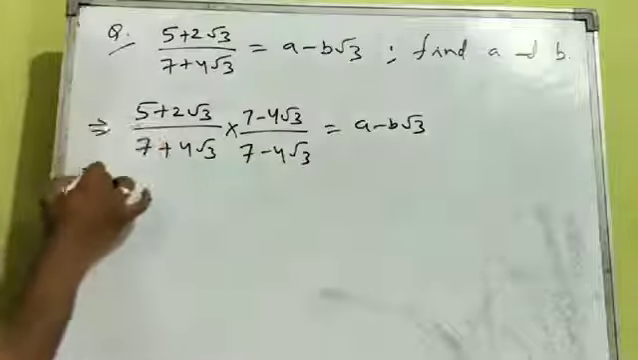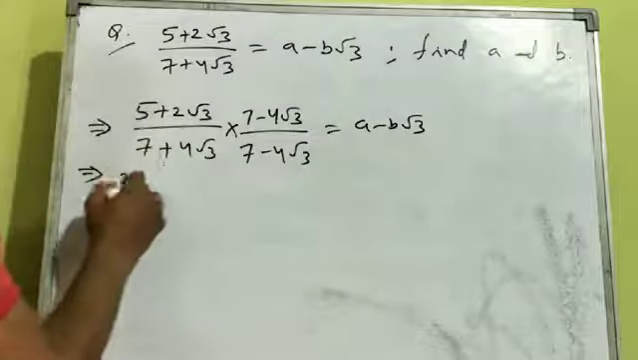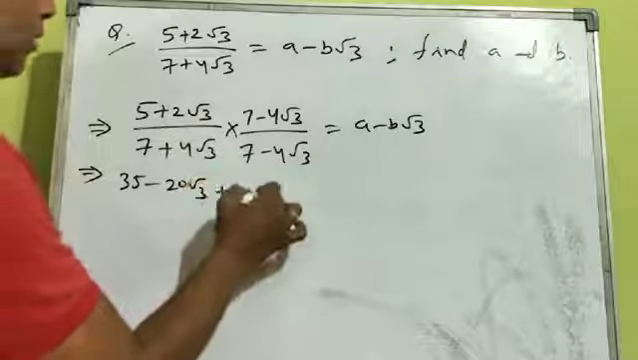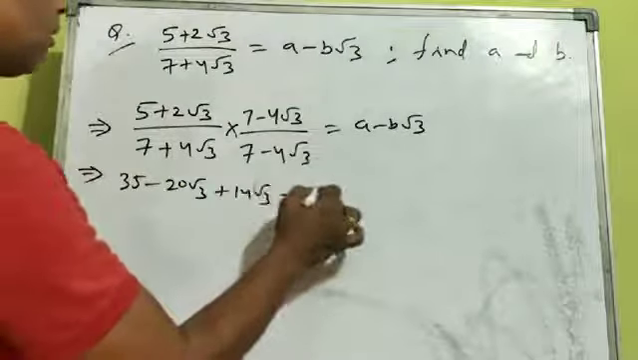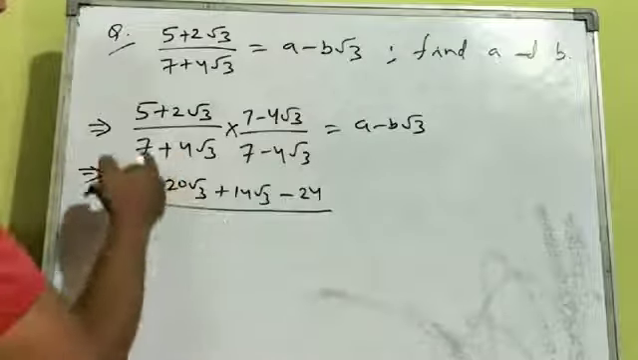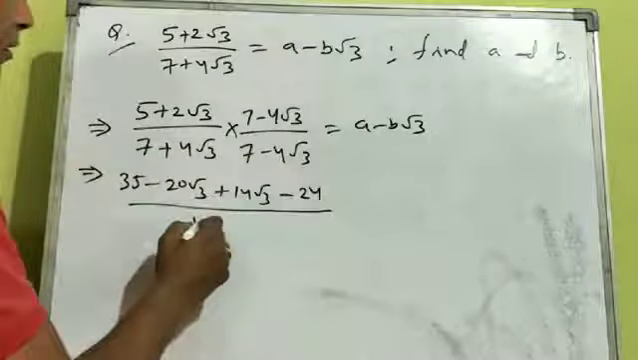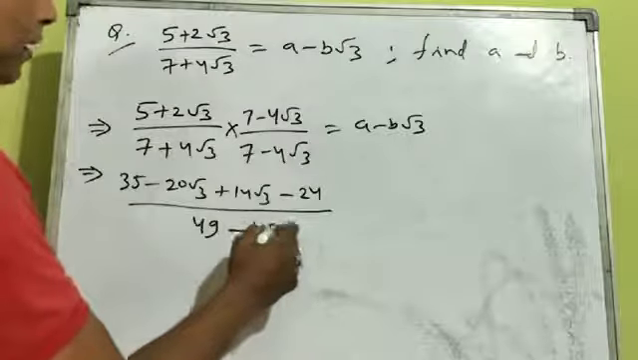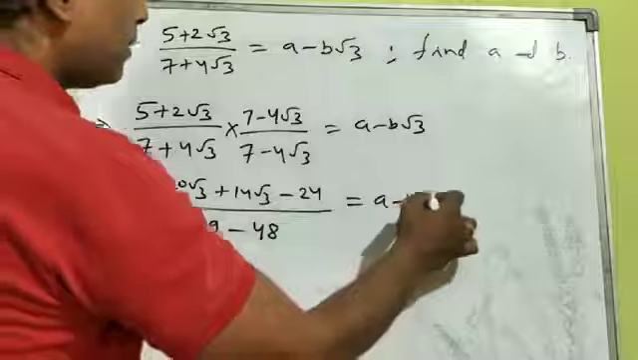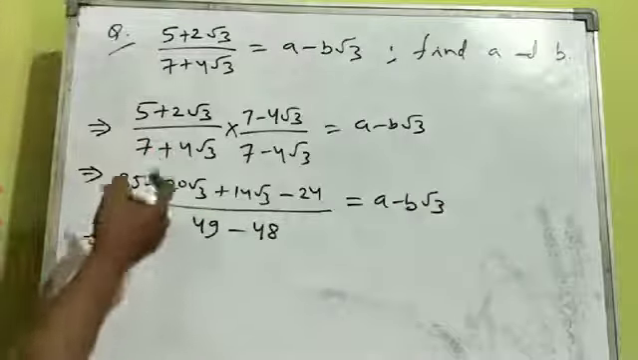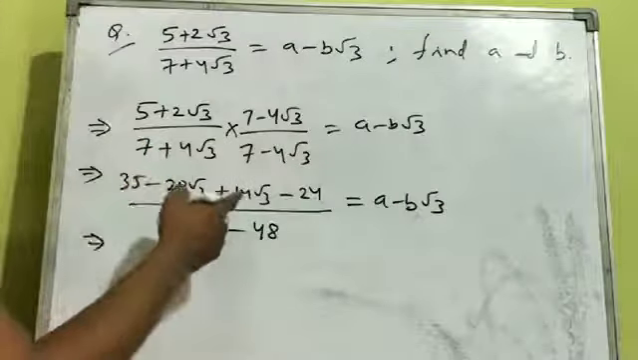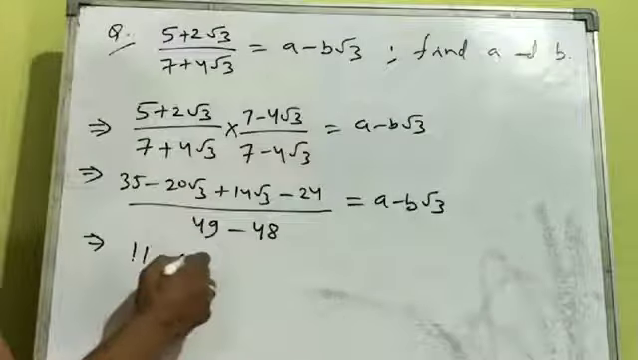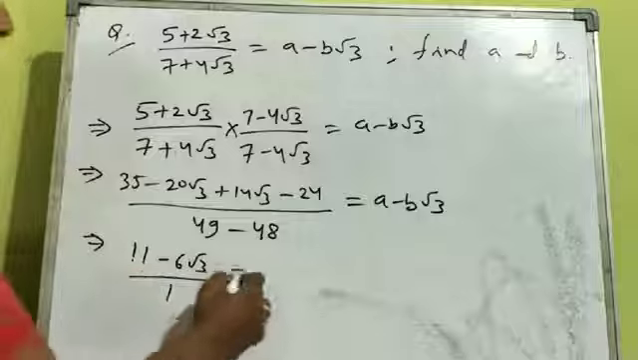Now put this one side, that implies 2. Now 5 × 7 is 35, minus 20√3 plus 14√3 minus 8 × 3 is 24, upon (a + b)(a − b), that is a² − b², 49 minus (4√3)², that is 16 × 3 is 48, and this is equal to a − b√3. Now 35 minus 24 is 11, and 14 minus 20, minus 6√3 upon 1, equal to a − b√3.